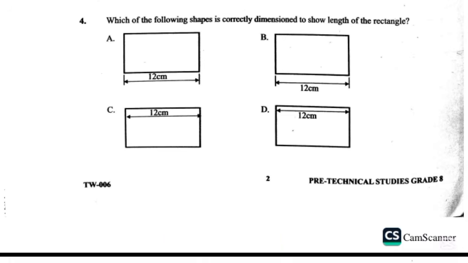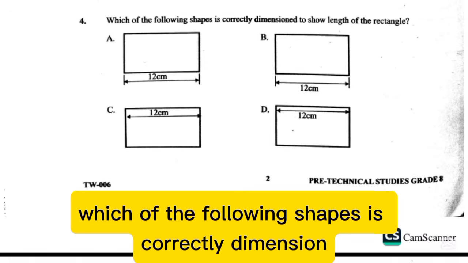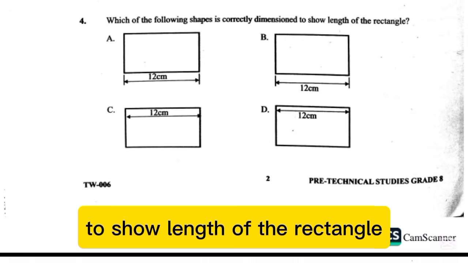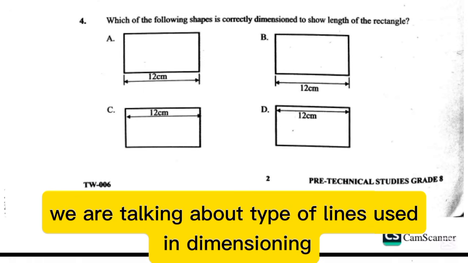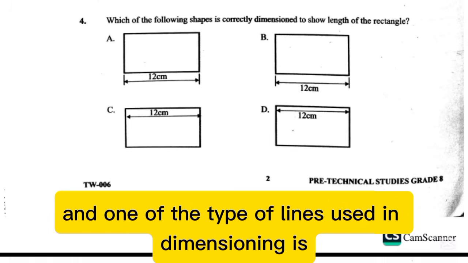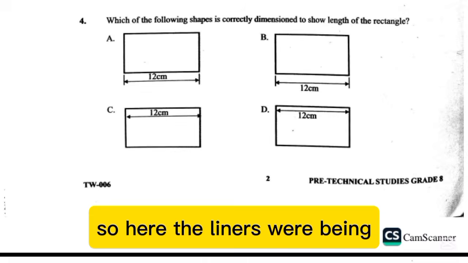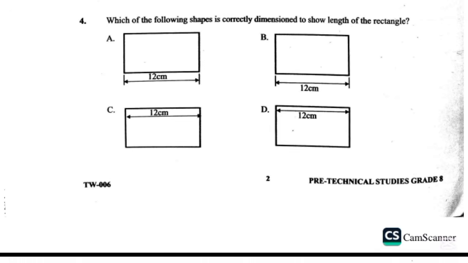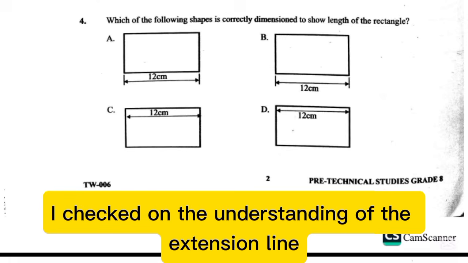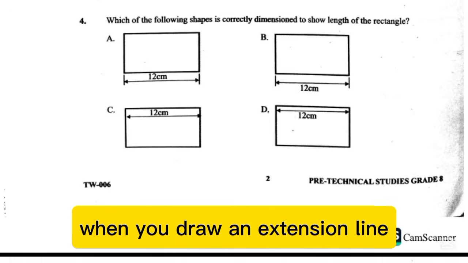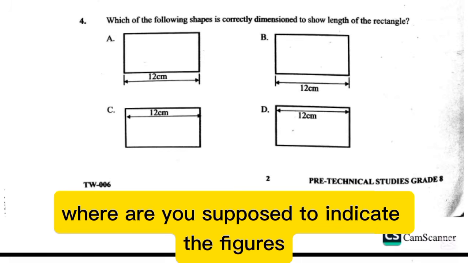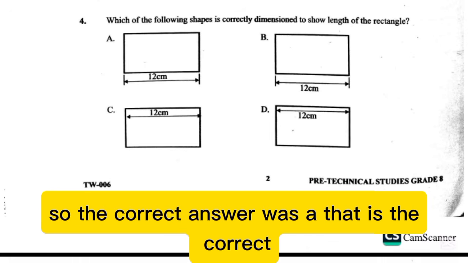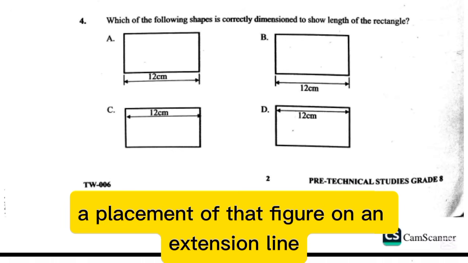Question number 4. Which of the following shapes is correctly dimensioned to show the length of the rectangle? So here we are talking about types of lines used in dimensioning, and one of the types of lines used in dimensioning is the extension line. So here the learners were being checked on their understanding of the extension line. When you draw an extension line, where are you supposed to indicate the figures? So the correct answer was A. That is the correct placement of that figure on an extension line.